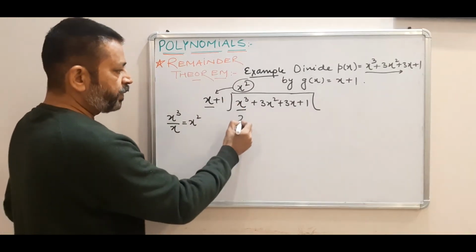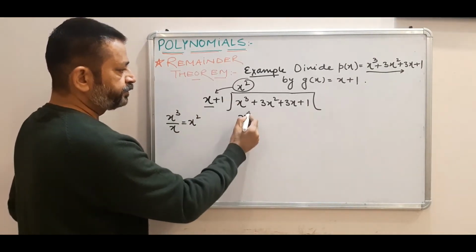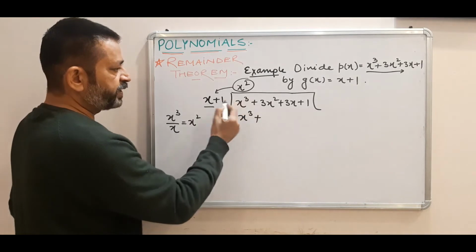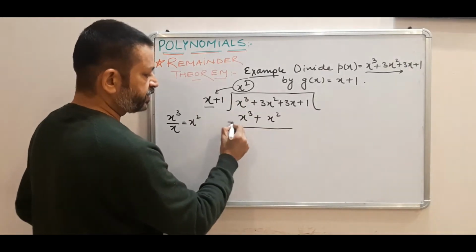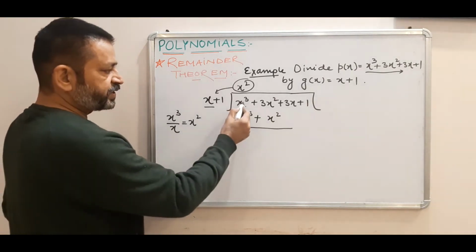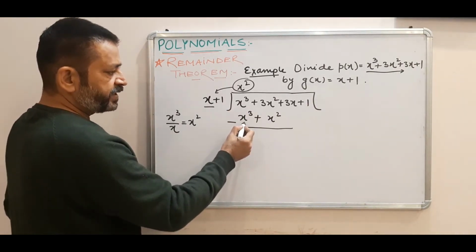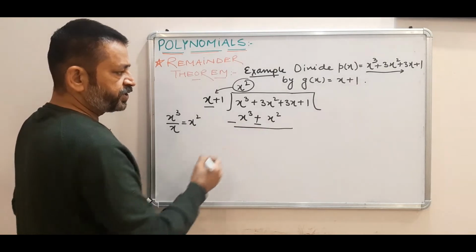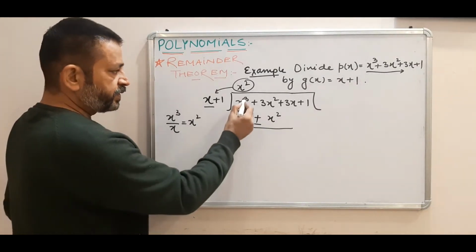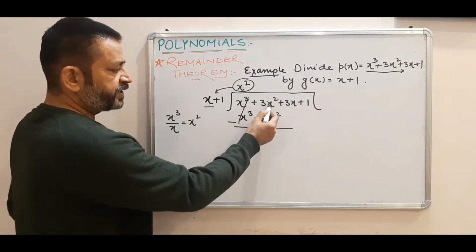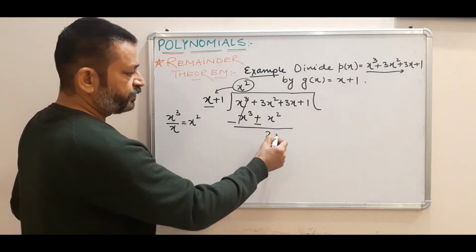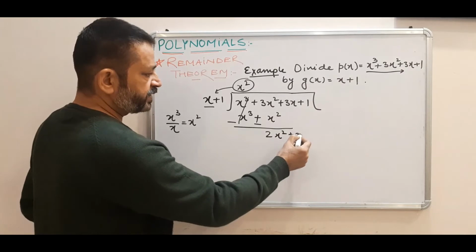So it will become x cube plus x square into 1, which will be x square. Now, as in the normal division method, we will subtract. So this is x cube and this is minus x cube, the signs will change, right? So x cube and minus x cube will be cancelled out. What is left here? 3x square minus x square will give you 2x square, and the rest of the things as it is.